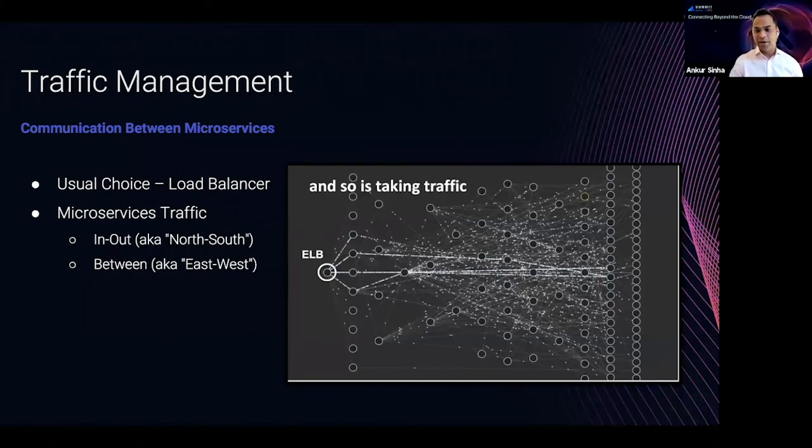However, there's a lot happening in the background when these microservices are talking, not just from external clients to your backend services, but also when data is being transferred between these microservices. So the microservices traffic is usually in and out, which is also known as north-south, and it is in between as well, because the microservices are communicating with each other, which is called east-west.